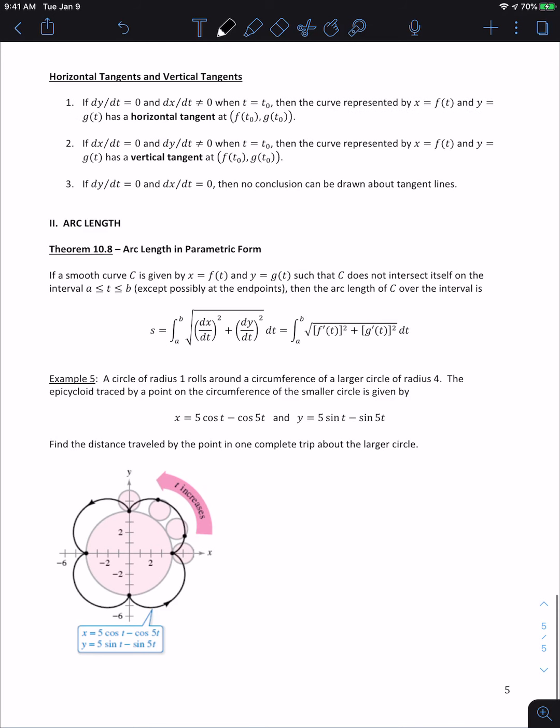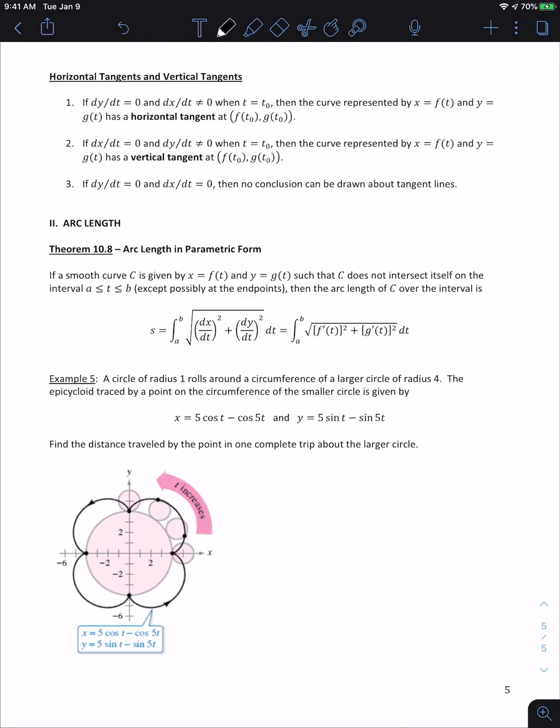So in general, remember that my derivative looks like the derivative of y over the derivative of x. So if my derivative of y is 0, then that means that my whole derivative is 0. So that means that I have a horizontal tangent, right? When my slope equals 0, I know that I have a horizontal tangent. If dx/dt equals 0, that means my denominator of my derivative equals 0, then that means my slope is undefined, which means I have a vertical tangent. If both dx/dt and dy/dt are 0, then I can't make a conclusion about tangent lines. I have to do more work, such as graphing it.